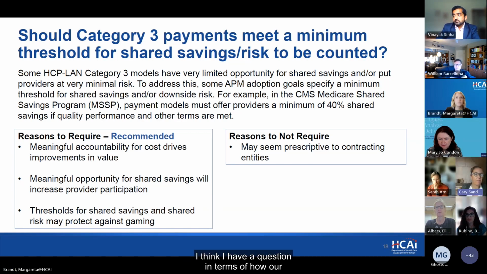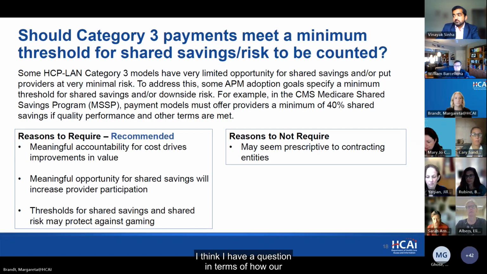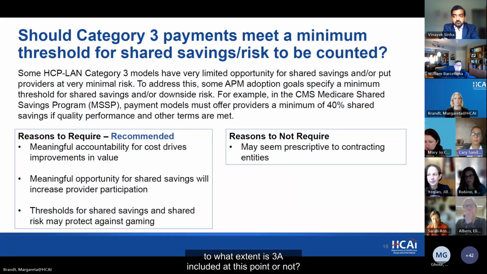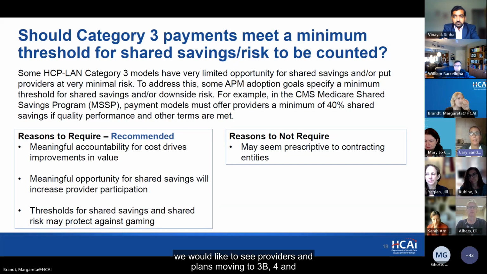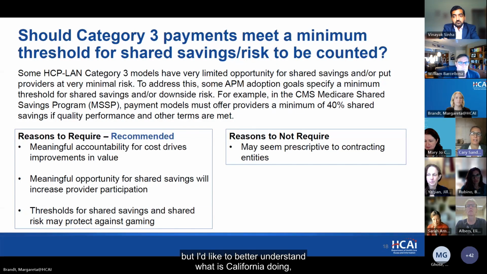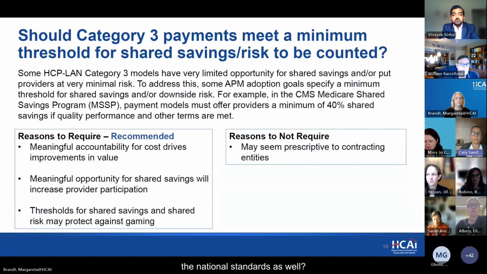Yeah, I think I have a question in terms of how our purchasers are defining their value-based payment APMs. To what extent is 3A included at this point or not? We would certainly like to see plans and providers moving to 3B, 4 and above. I have some concerns about 3A, but I'd like to better understand what California is doing. How do we ensure that we're aligning appropriately with the national standards as well?